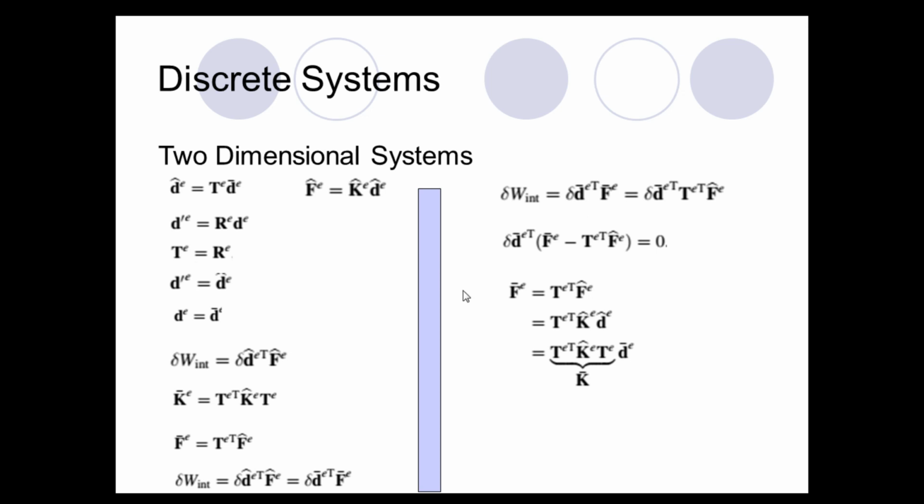Okay, now let's write the work again. So we know that force is equal to the stiffness matrix multiplied by the displacement. Again, it is delta DE transpose multiplied by FE bar, and FE bar is equal to TE transpose multiplied by FE hat.